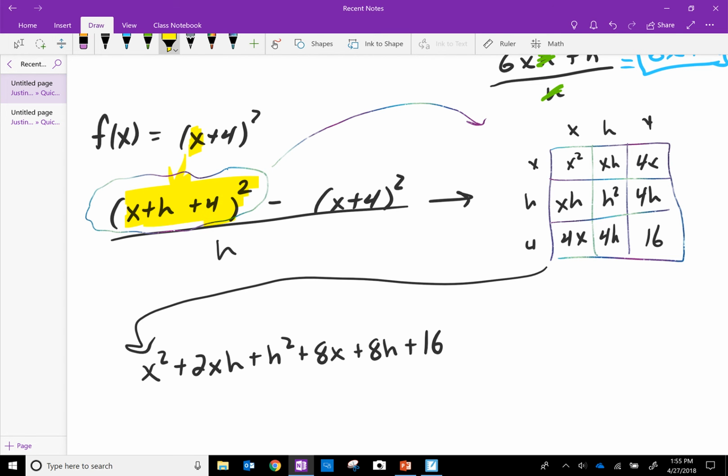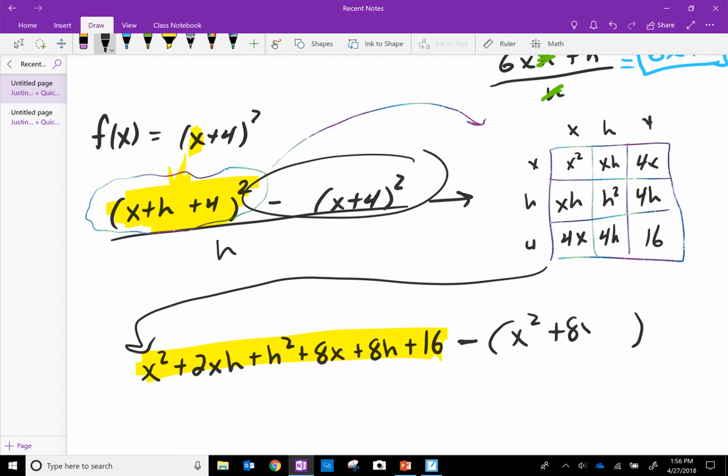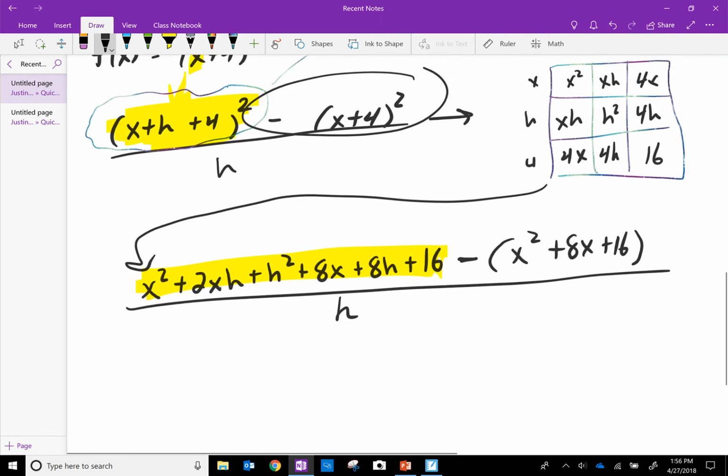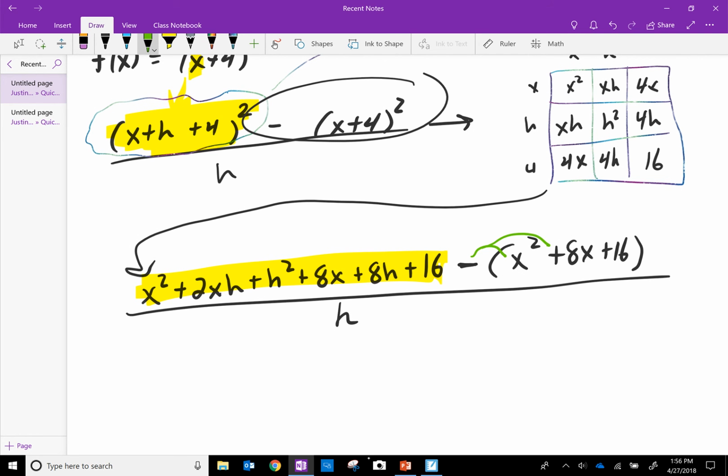So again, this expands to be that. And now we have to subtract this off, but I also have to expand that. So I'm minusing the expanded form of (x plus 4) squared, which is x squared plus 8x plus 16. This is all over h. So if I distribute, that'd be like making this positive, negative, negative, negative. So we've got a bunch of canceling that goes on. X squared cancels negative x squared. 8x cancels negative 8x. 16 cancels negative 16.